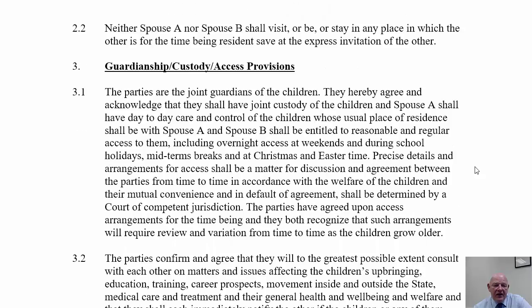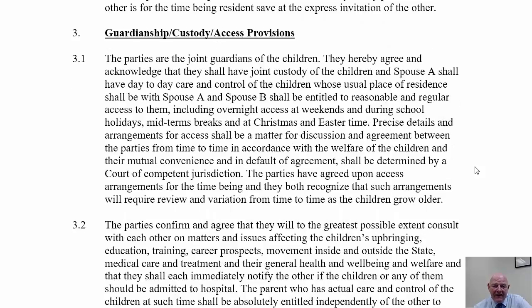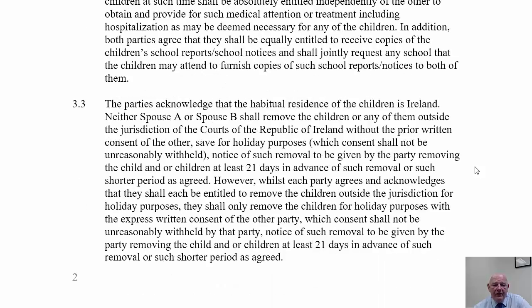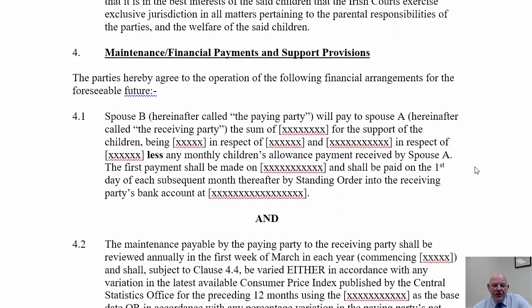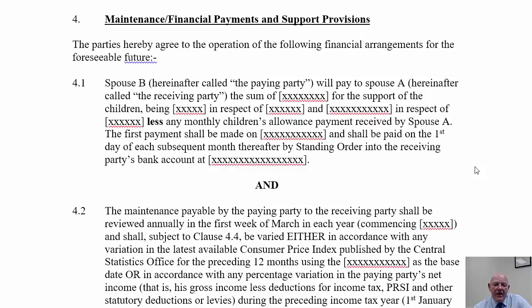The next thing then that's going to be dealt with will be the whole question of guardianship, custody and access. So if you're a married couple, then you are joint guardians and joint custodians. So the only thing you need to provide for in the agreement will be provisions in relation to access. So that's covered there. The next major issue then that will be covered will be the whole question of maintenance or financial payments and support provisions. Each spouse has a legal obligation to support and maintain the other spouse, and obviously both parents then have an obligation to maintain any children of the relationship. So that would be dealt with here.